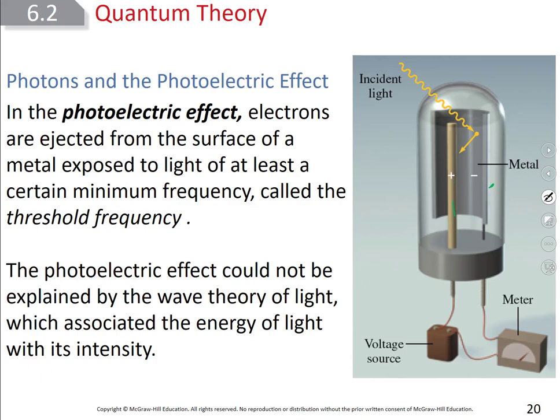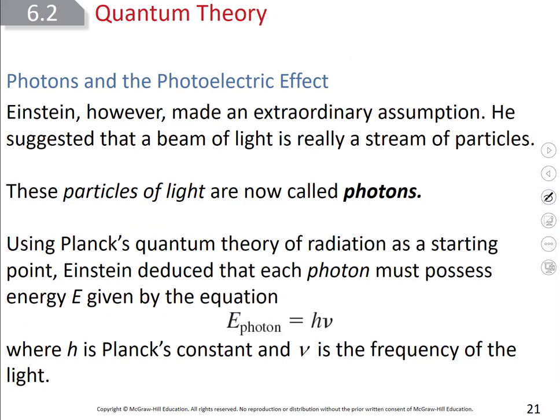So this was the beginning of the theory that light is a particle, not a wave, or in addition to being a wave, depending on how you perceive the two theories, whether or not they're mutually exclusive. So these particles of light were coined the term photons.